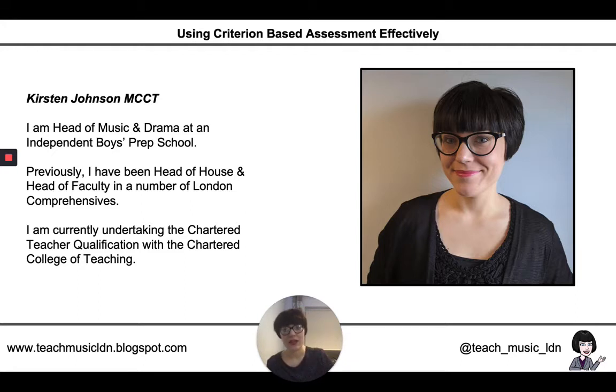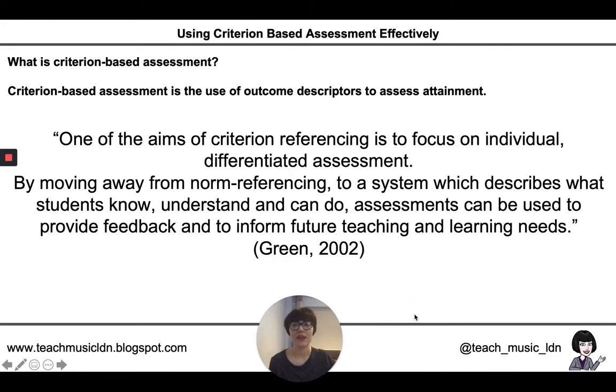Today I'm going to talk a little bit about how to use criterion-based assessment effectively in the classroom. So what is criterion-based assessment? Green defines it as one of the aims of criterion referencing is to focus on individual differentiated assessment. By moving away from norm referencing to a system which describes what students know, understand and can do, assessments can be used to provide feedback and to inform future teaching and learning needs. So criterion-based assessment then is the use of outcome descriptors to assess attainment.